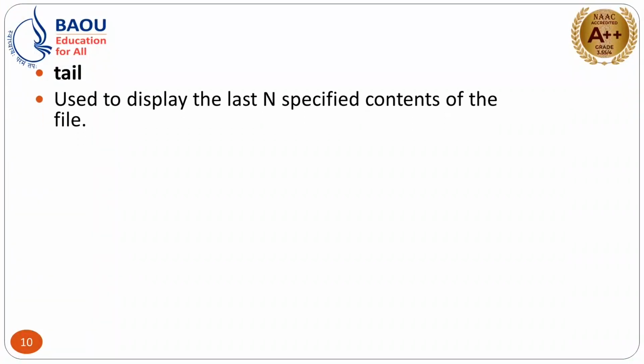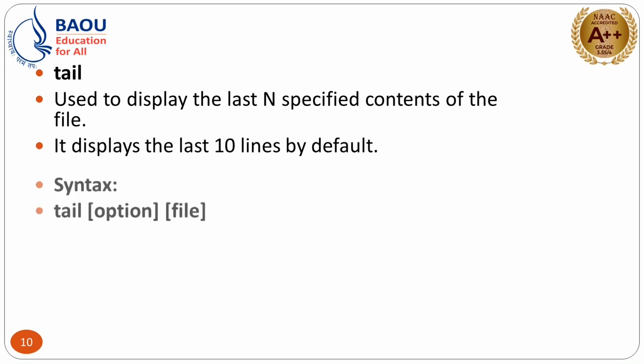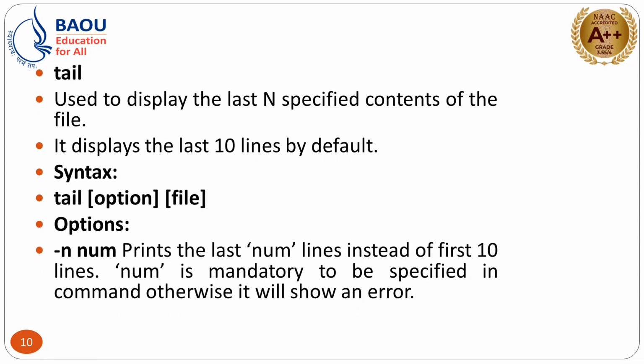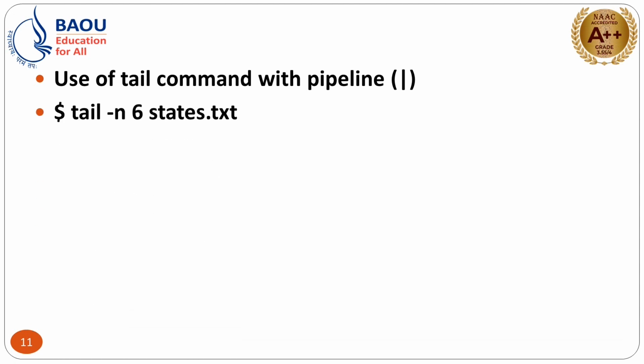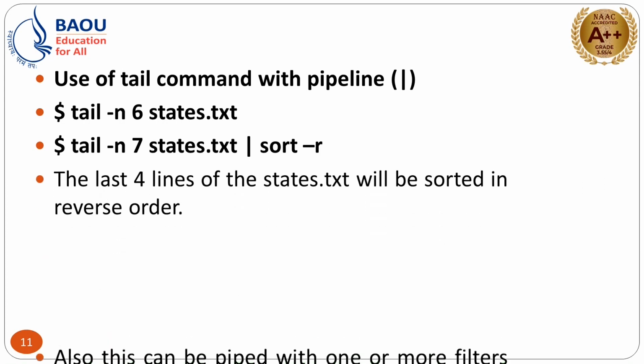Like the head command, tail can also be used with other commands. If you want to merge the tail command, you can merge it with a pipeline also. Here these are the examples: tail -n 6 states.txt will display the last 6 lines. Then if you use 7, that means 7 lines will be displayed, and sort with the -r option, that means reverse order. If you are not using r, it will display alphabetically, but if you use the r option, it will display in reverse order, right.